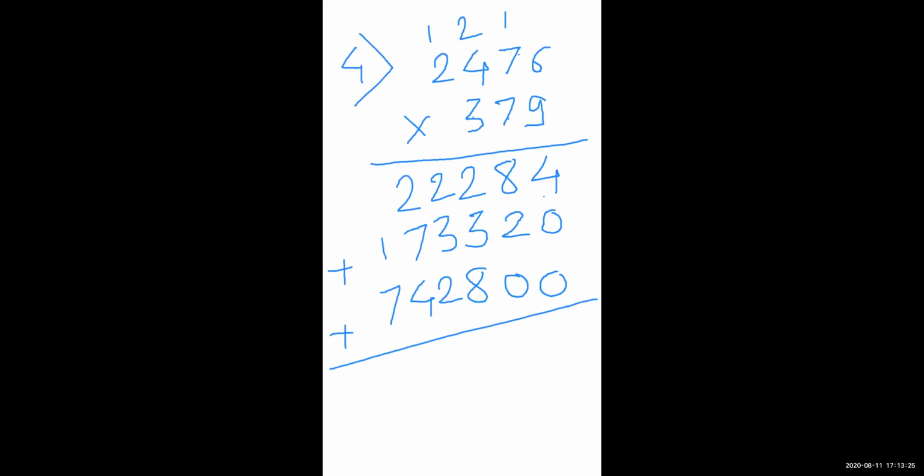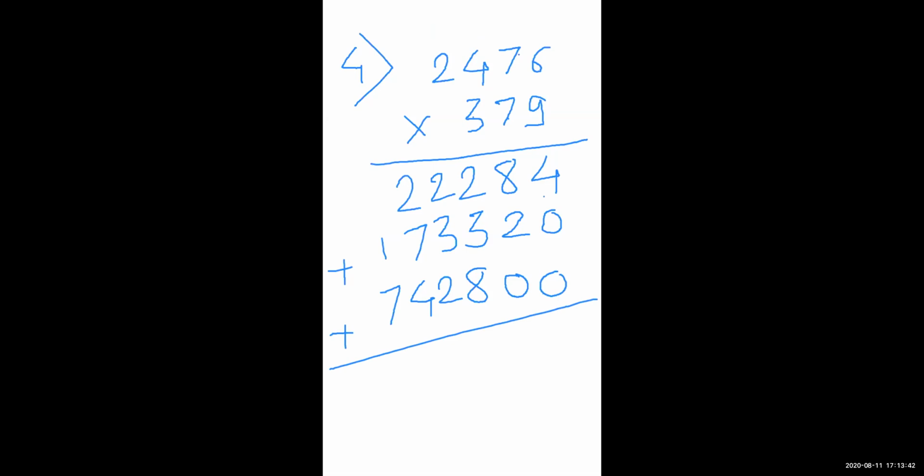Yes, when you multiply 2476 by 300, you will get 7,42,800. Okay, now the last step, the addition of all the answers or all the subproducts.